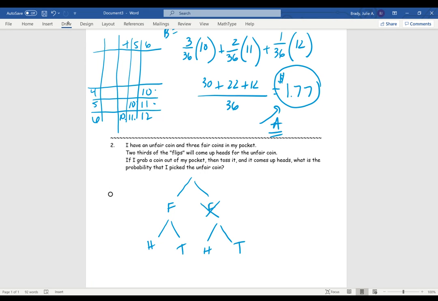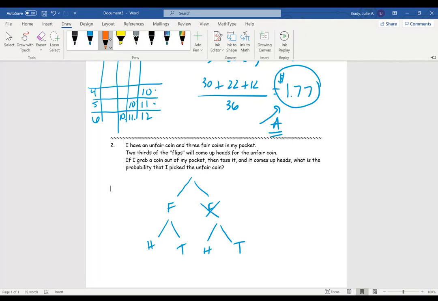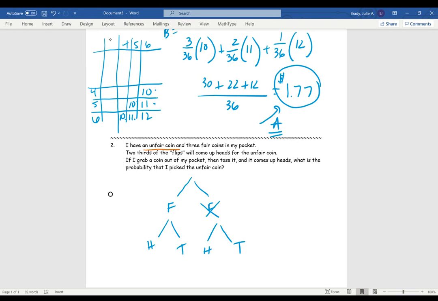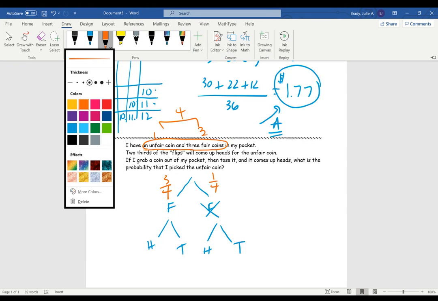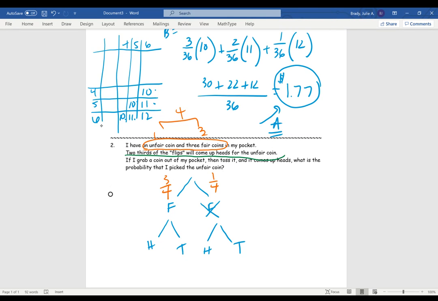Okay, so let's see what the information said. We have 1 unfair and 3 fair coins. So this is 1 out of 4, and this would be 3 out of 4. Now let's see what else we got. They say if you grab a coin and toss it, 2/3 of the flips will come up heads for the unfair coin. So for unfair, heads is 2/3. That means tails is 1/3. And a fair coin is half and half.